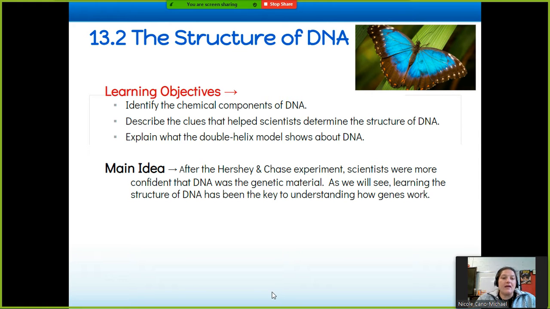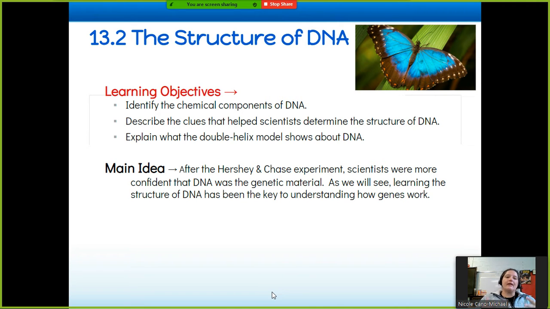By the end of today and doing these notes, hopefully, you will be able to identify the chemical components of DNA. Number two, you will be describing the clues that help scientists determine the structure of DNA. And finally, you will be able to explain what the double helix model shows about DNA.